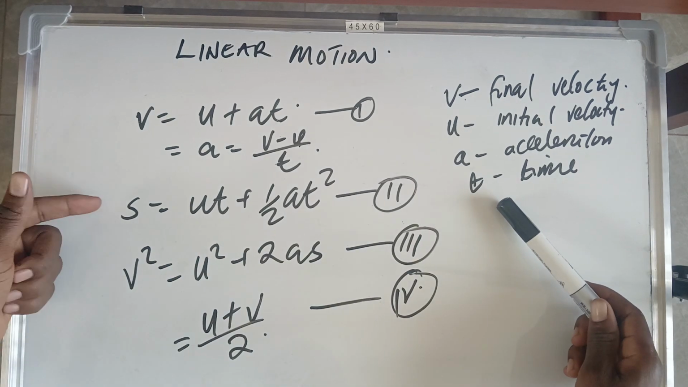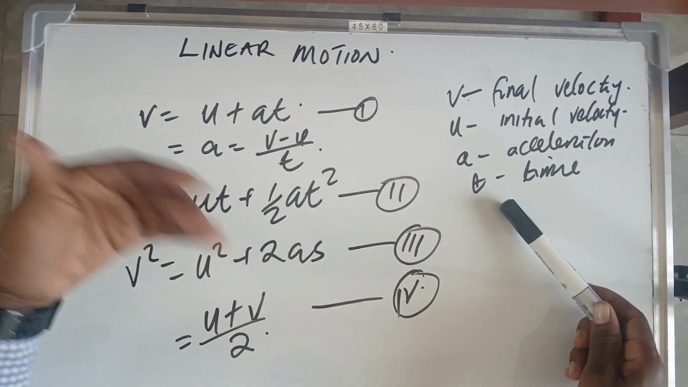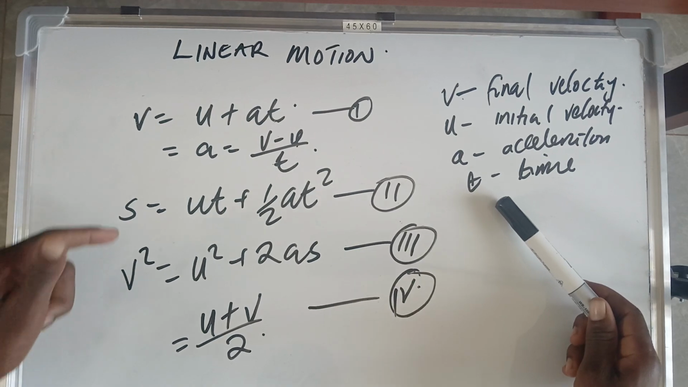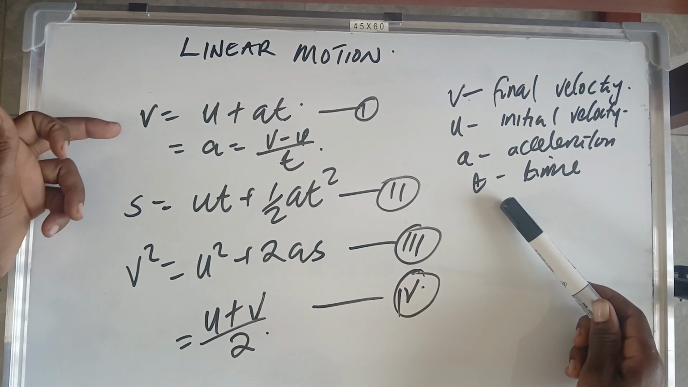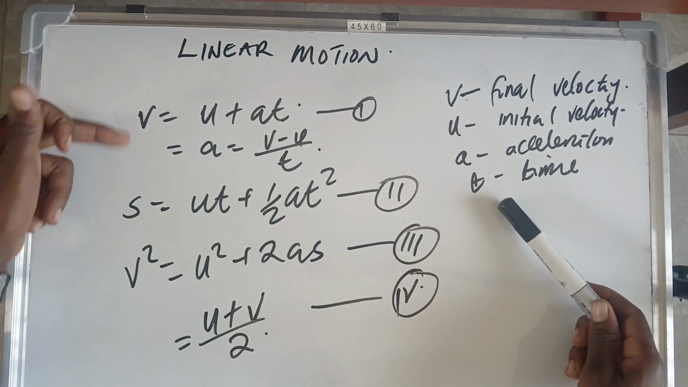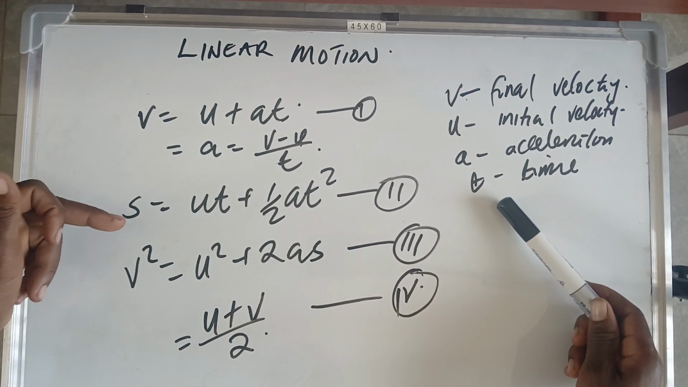If you are not given distance, and you are required to find it, you can't use this, you can't use this, because these require you to have distance. In a similar case, if you are not given final velocity, you can't use this. You can only use this.